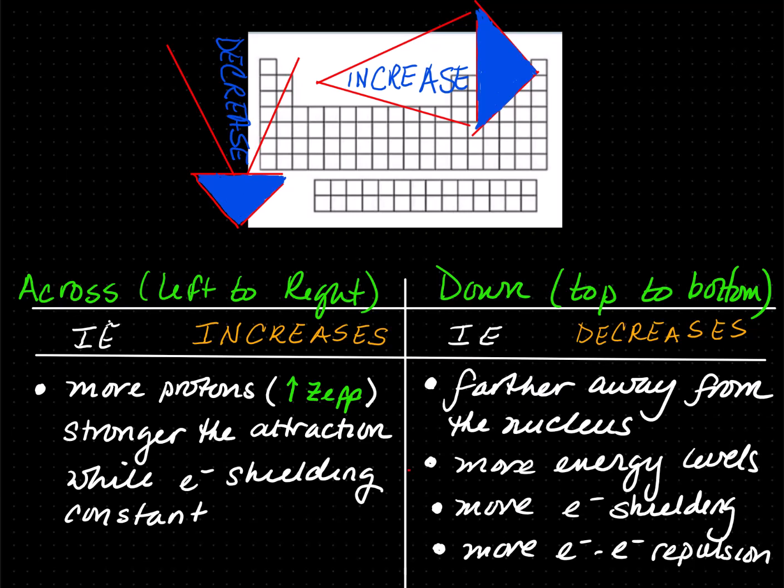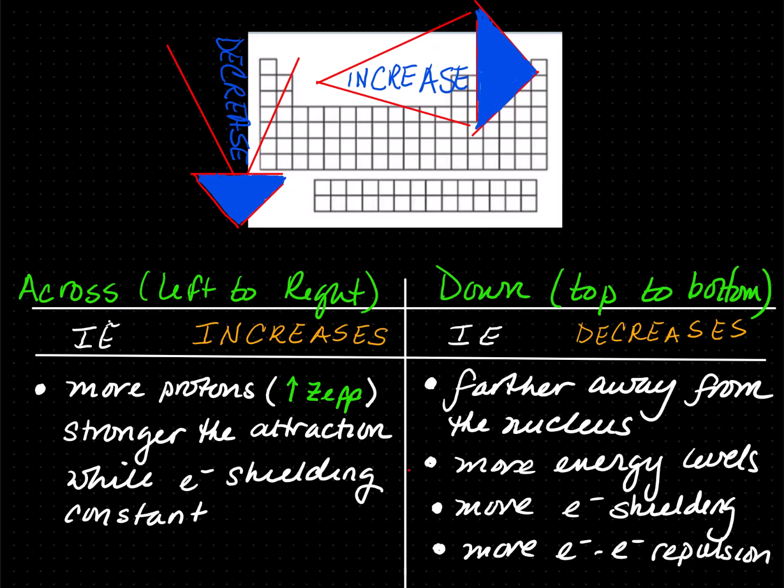As I go down the periodic table, ionization energy decreases for the same reason. It is further away from the nucleus because there are more energy levels, or n, principal quantum number. There is more electron shielding because there are more inner electrons, and there are more electrons, so more electron-electron repulsion. Effective nuclear charge decreases down the periodic table.